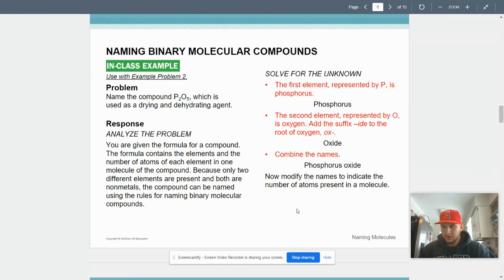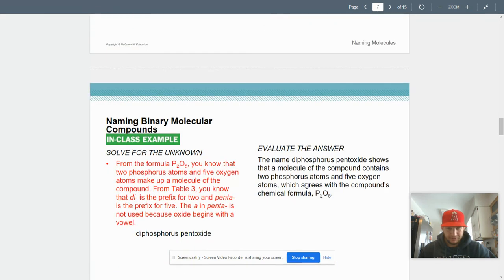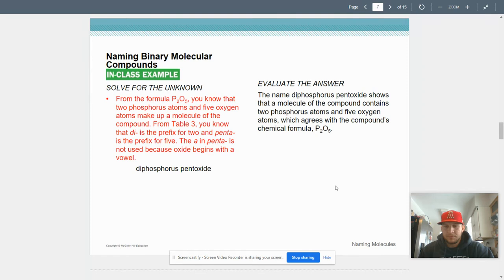Now let's go and see if we have done that correctly. And you can see it is diphosphorus pentaoxide. So the naming scheme on these, it's super easy. As far as these covalent molecules go, it really is that easy.